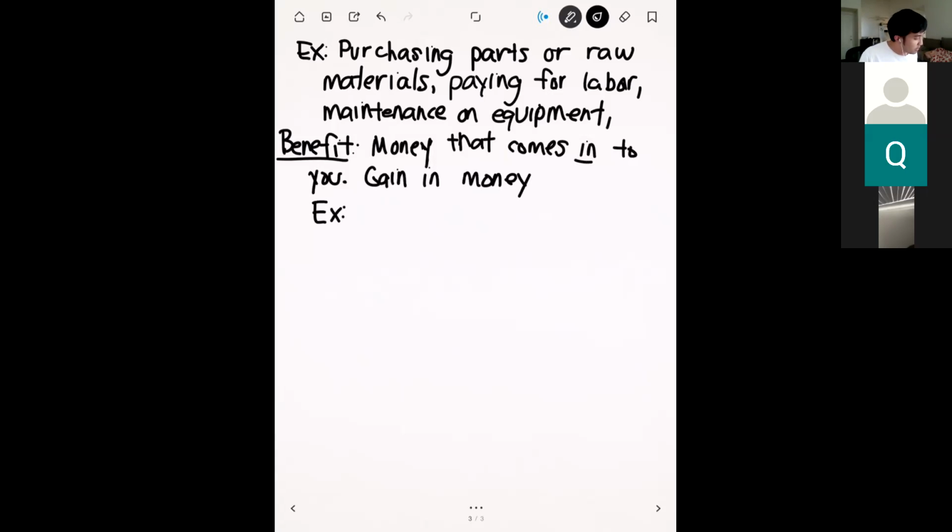Some examples of a benefit that can occur for an engineering project: say you're designing a product that's sold on the market. Every time your product is sold, that's a benefit.